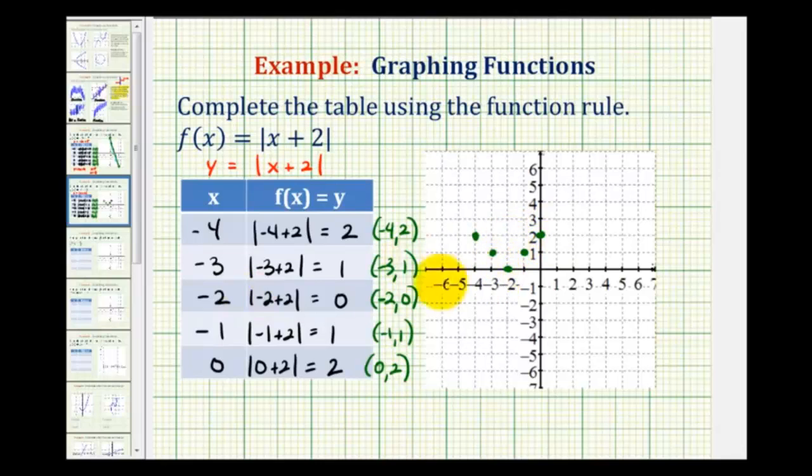Now if we go back and take a look at why it's helpful to select an x value here that made the absolute value equal to 0, notice this created the point negative 2, 0, which was this point here, where the function actually changes direction. So when we selected points that were less than negative 2, we found points on this half of the graph. And when we selected x values that were greater than negative 2, we found points on this part of the graph. And now we can see the graph of our function is going to be a V-shape, and it would look something like this.